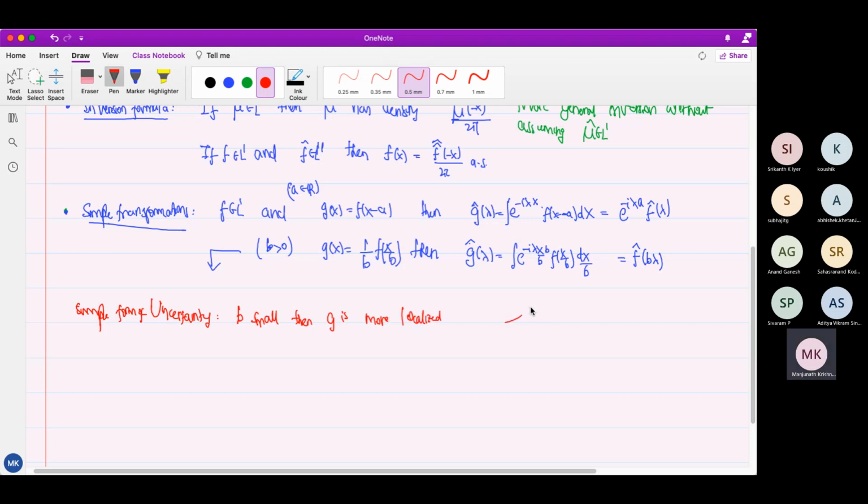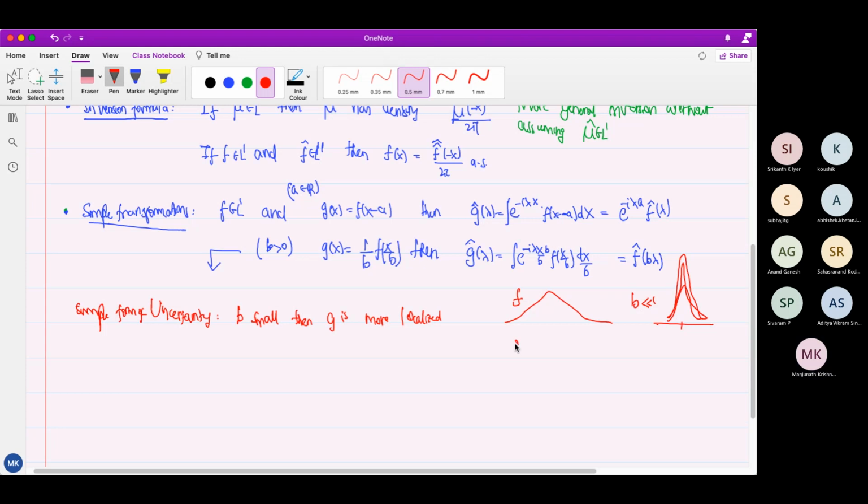So what I mean is, suppose f is like this. Then if b is small, what does g look like? g will look like this. b small means that it's normal with small variance, compared to variance 1. So the density will look very peaked. It goes up and comes down very fast in a shorter interval.